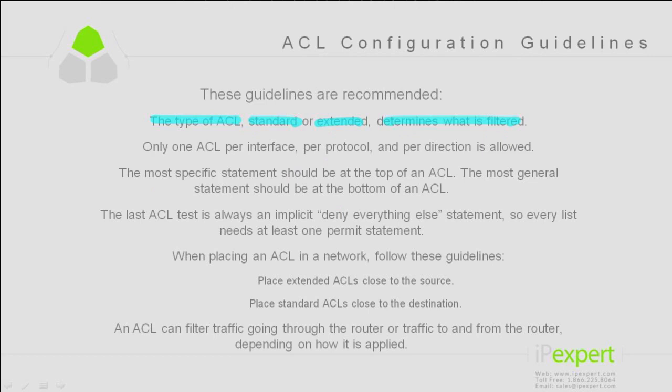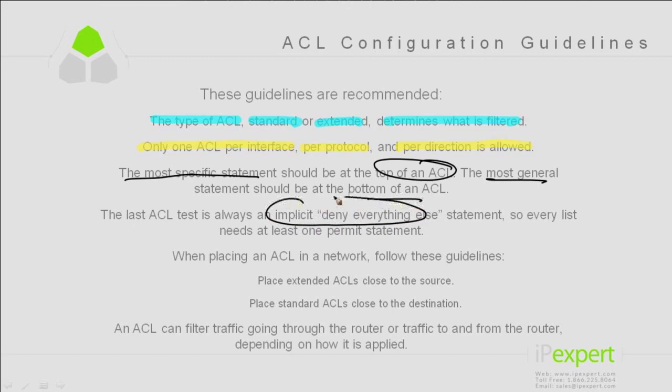The other rule that we want to highlight here is that in the confines of an interface, we can only have one ACL per interface, per protocol, per direction. And what we also want to realize is, like I said earlier, the most specific statement should go to the top of the ACL because in general they're going to be processed from the top down. So more specific at the top, more general at the bottom. Never lose sight of the implicit deny at the end of an access list. It's going to drop everything that we do not explicitly allow.